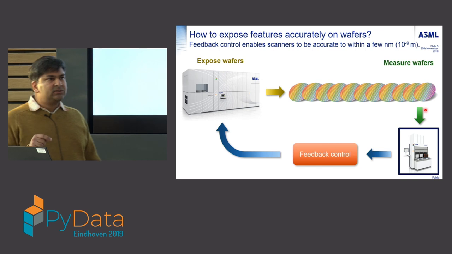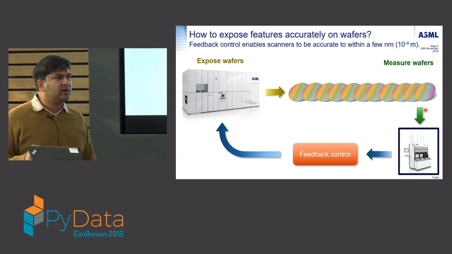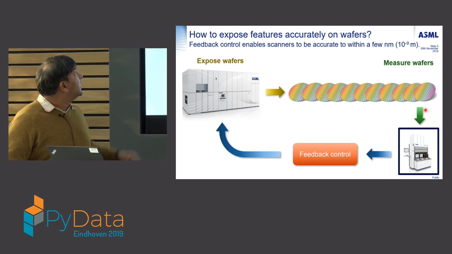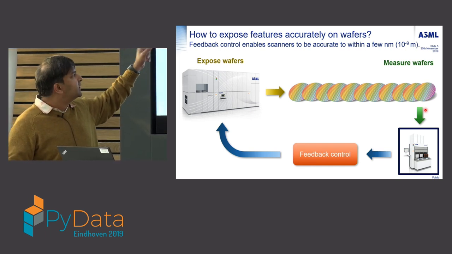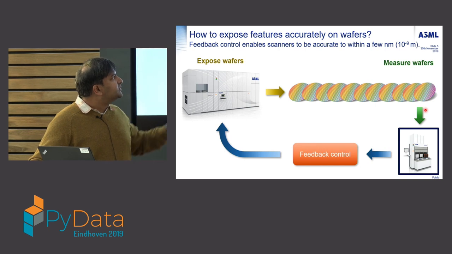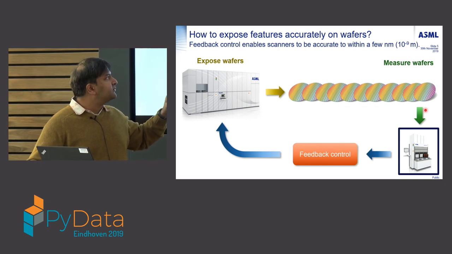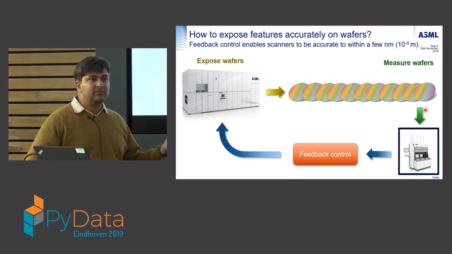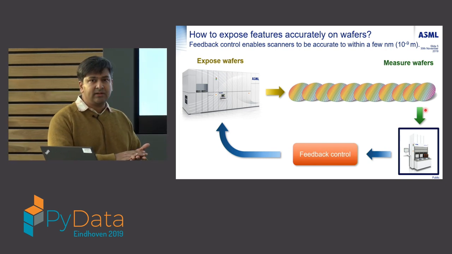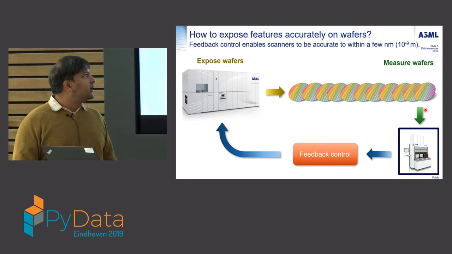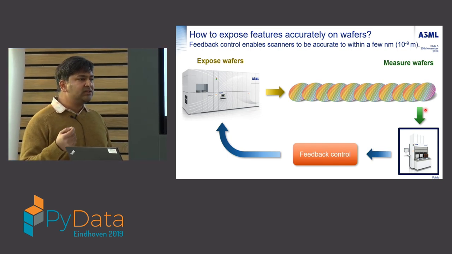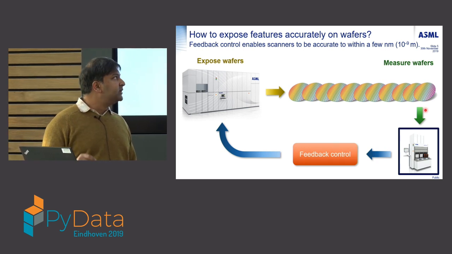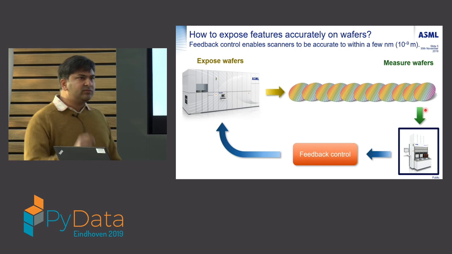Overlay, as I just mentioned, is one of the critical parameters that our customers need to worry about. We at ASML make these machines that enable photolithography. These machines produce thousands of wafers per day. And being a mechanical device, the machine is subjected to drifts over time. Overlay is measured in a few nanometers, and by the way, a nanometer is 10 raised to minus 9 of a meter. So we are talking about really small features.